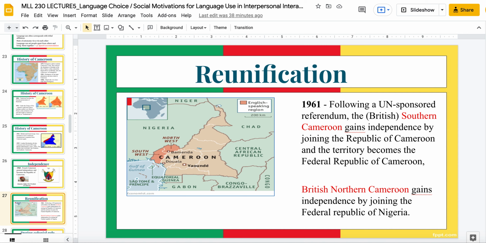During this time, the people had a referendum, a vote on whether they wanted to join Nigeria or Cameroon. At the time, Cameroon was a little bit richer. The French-speaking part was a little bit richer, and so they said, okay, we want to join the Federal Republic of Cameroon, whereas the British-speaking part was able to join Nigeria. So this cut up Cameroon a little bit more.